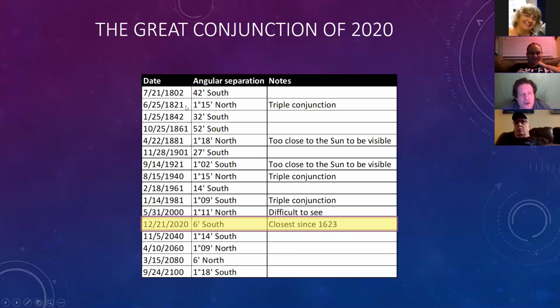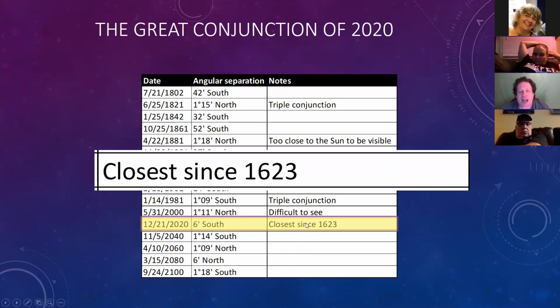But if you look backwards from the 1800s, you notice a lot of these, like the one 20 years ago, even though Saturn and Jupiter were close, they were still a degree apart. That's twice the diameter of the moon. Again, back here in the 1980s, a degree apart. So this one is really, really special in that Jupiter and Saturn will be extremely close together, a tenth of a degree apart. This is the closest that Jupiter and Saturn have been since 1623. That's really, really neat.